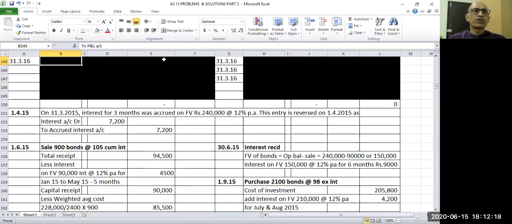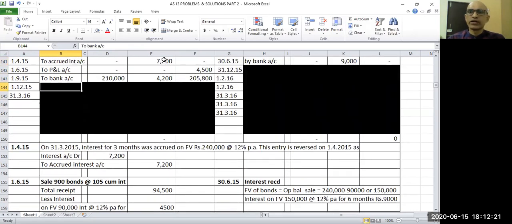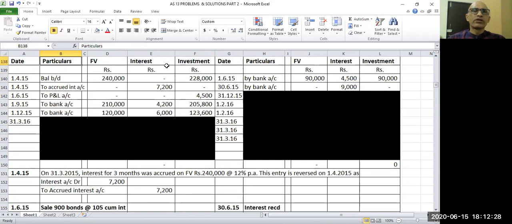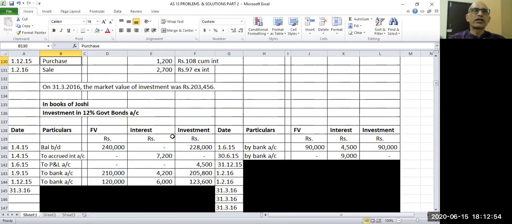So let us find out the entry posted here. Let us see how the entry is posted here. Investment account debit 1,23,600, interest account debit 6,000 and to bank account 1,29,600. And the face value of investment 1,20,000 is reflected over here. So this is how we have recorded the entry on 1st of December 2015 towards the purchase of these bonds.